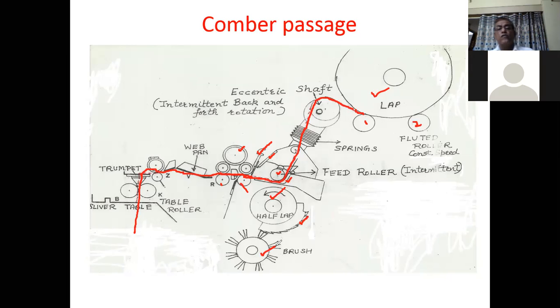So now you must be very clear how the lap is passing through the feed roller and then nippers, then top comb, and then detaching roller, and then to the trumpet, and then table calendar roller, and sliver is formed. In this way, we are feeding 8 laps to the comber and getting 2 slivers as output. So I think now the passage of the material through the comber machine is clear.